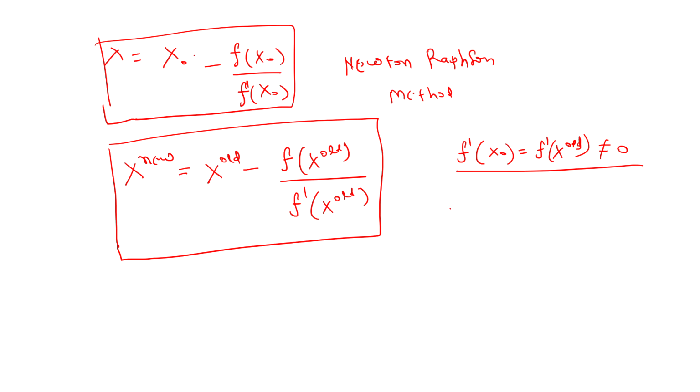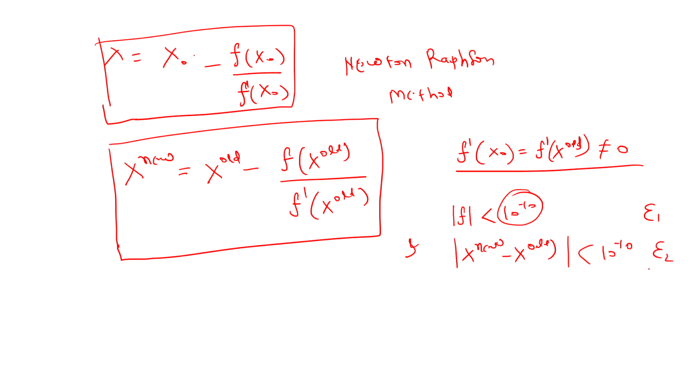And we will keep doing this until we get mod f less than 10 to the power minus 4. This is my convergence criterion, and x new minus x old is less than 10 to the power minus 10. So this is my epsilon 1 error, and this is my epsilon 2. If both of these go below their thresholds, then we will say that the solution has converged.